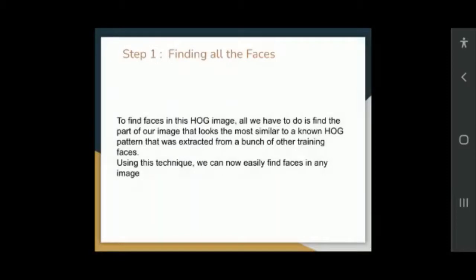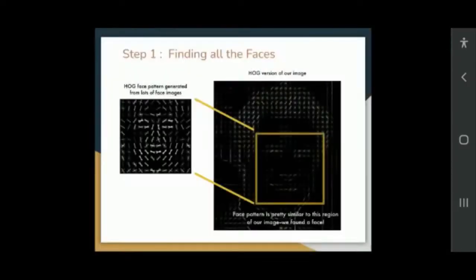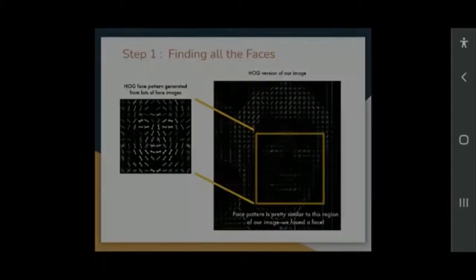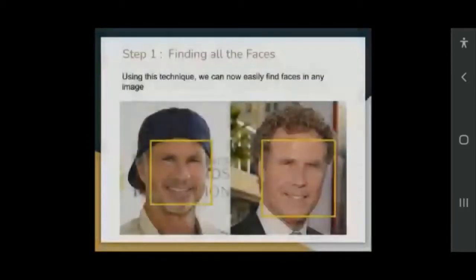To find the faces in this HOG image, all we have to do is find the part of our image that looks the most similar to a known HOG pattern that was extracted from a bunch of other training faces. Using this technique, we can now easily find faces in any image. Here is an example. And here is the end result. We can detect the faces using this technique.